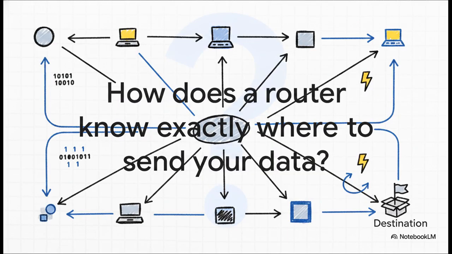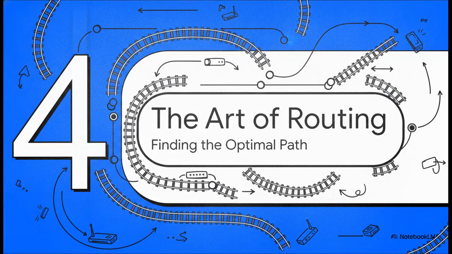Which brings us to a really fascinating puzzle. The internet is made of billions of interconnected devices and millions of possible pathways. So how on earth does a router, the device responsible for looking at that IP address, know exactly which path to choose to send your data across the vast internet? Section 4.